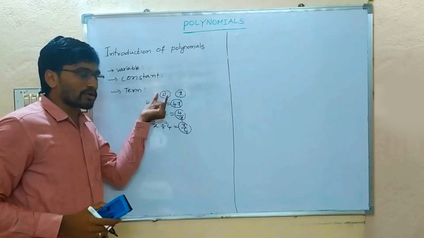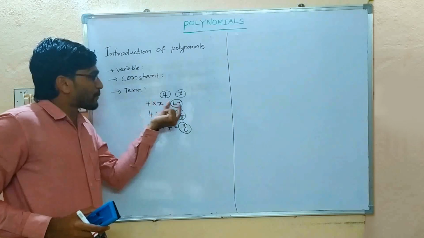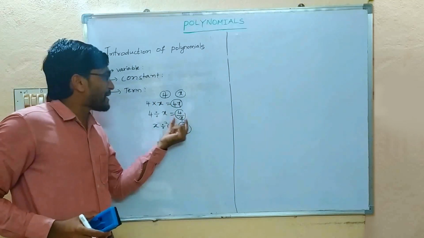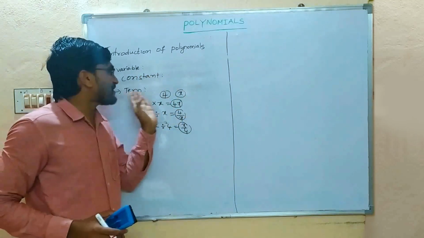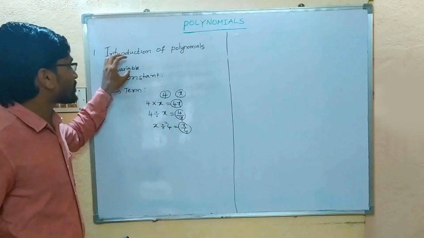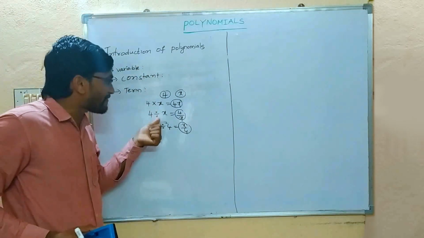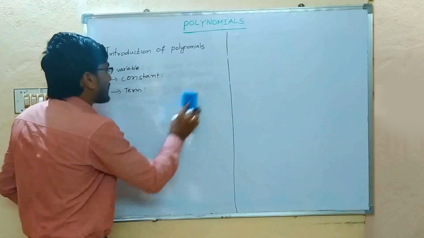Only constants are called terms. Only variables are called terms. 4x, it is the product of 4 and x, it is also called a term. 4 divided by x is called a term. X by 4 is also a term. So finally the definition of term is variables alone or constants alone or their combination by either multiplication or division is called a term. Next, an algebraic expression.